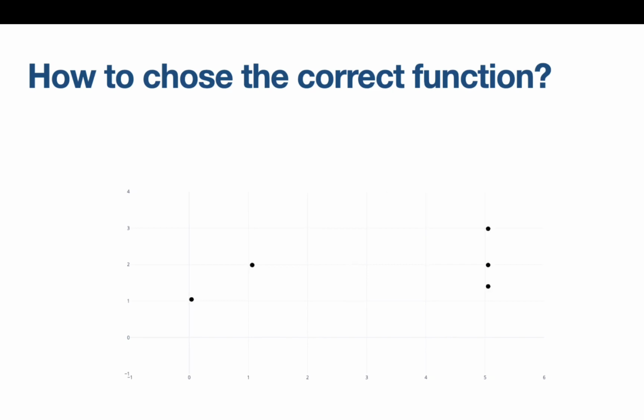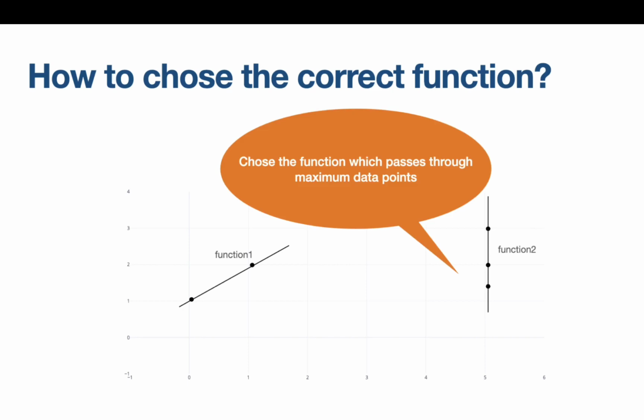Let us look at another example. In this case, there are 5 data points. We can have 2 different lines, function 1 or function 2. Here, we can choose function 2 because it passes through more data points when compared to function 1. Thus, we can choose a function which passes through maximum data points. That is how we can say we choose a model.